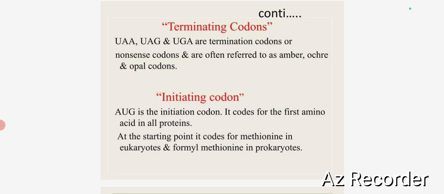Next is the initiation codon. AUG is the initiation codon. It codes for the first amino acid in all proteins. AUG indicates the amino acid methionine. It is the starting point; it codes for methionine in eukaryotes and formyl methionine in prokaryotes. Methionine especially initiates protein synthesis in both eukaryotes and prokaryotes.